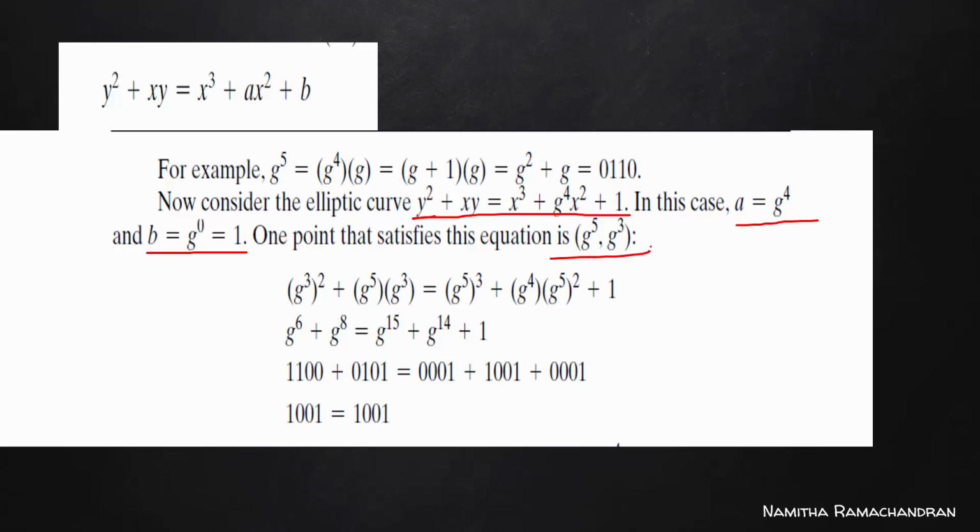And consider one pair, x with g to the power 5 and y with g to the power 3, and substituting this xy value over this modified elliptic curve equation, we get that both LHS and RHS with same value. That means these particular points satisfy this modified elliptic curve equation. That means this point comes under this elliptic curve.